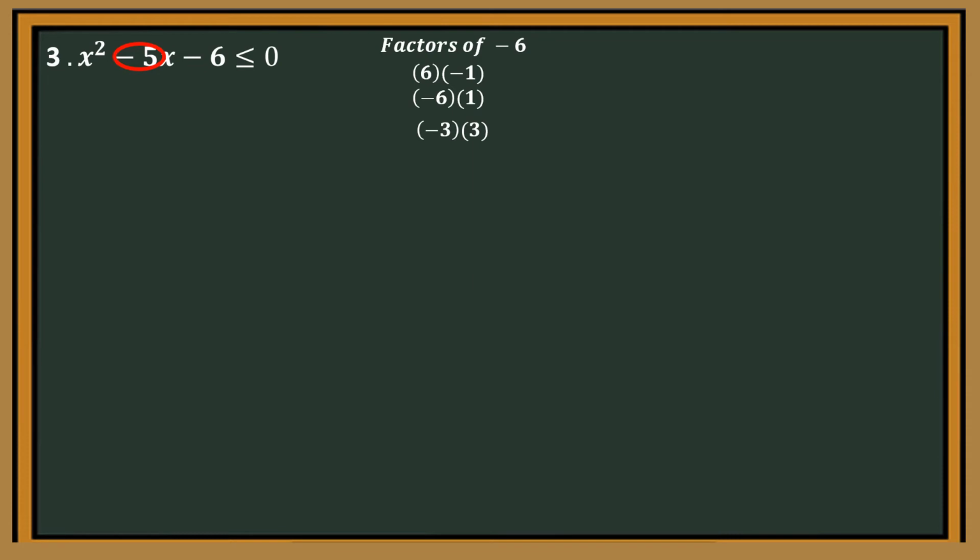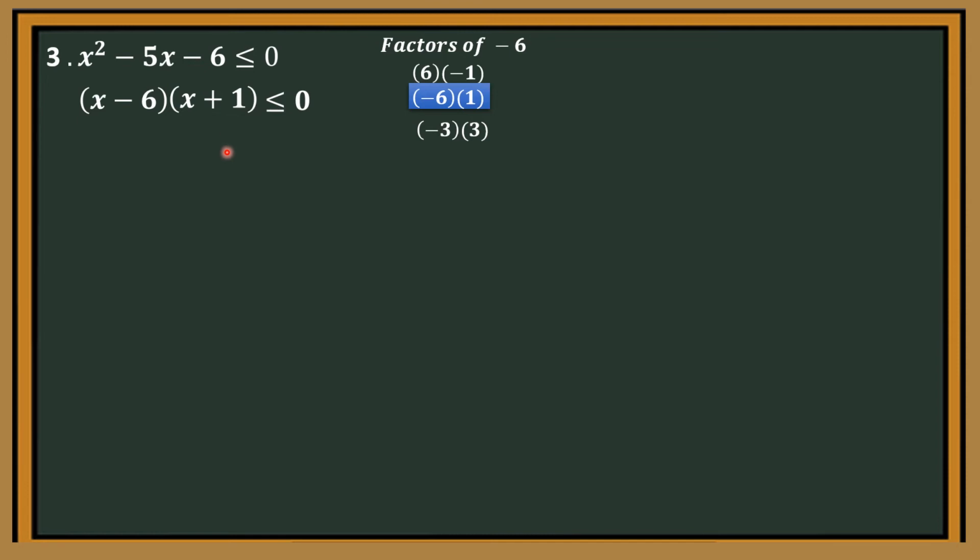So ano kaya dito ang may sum na negative 5? Yung negative 6 times 1. So ito yung gagamitin nating factors. We will have now x minus 6 and x plus 1. Copy less than or equal to 0. And then ito na yung factors ng x squared minus 5x minus 6 is less than or equal to 0.